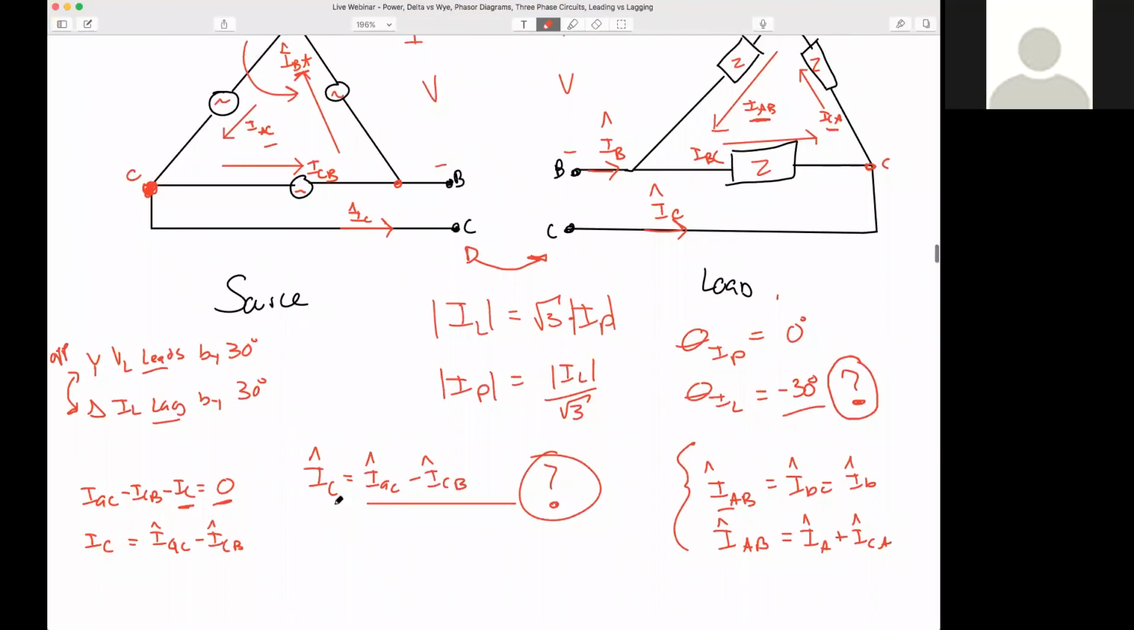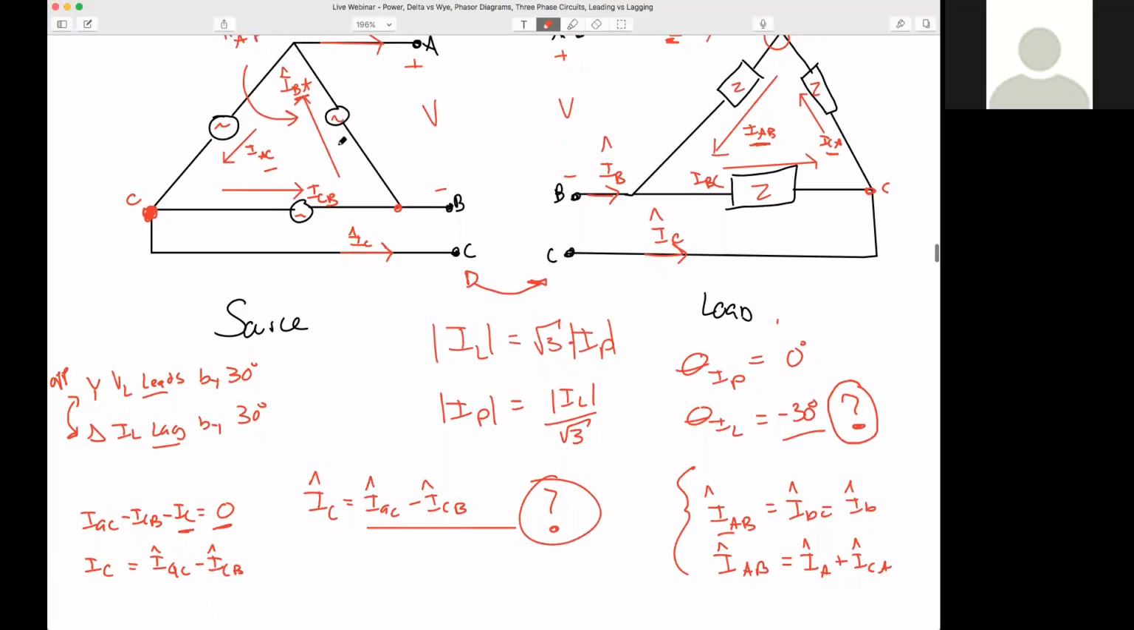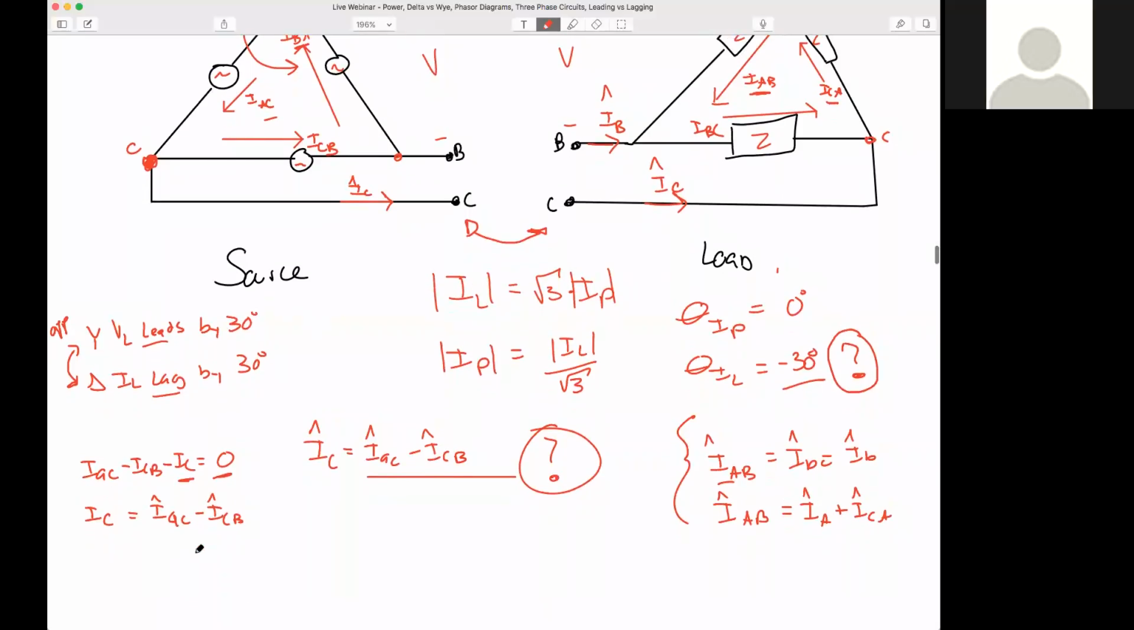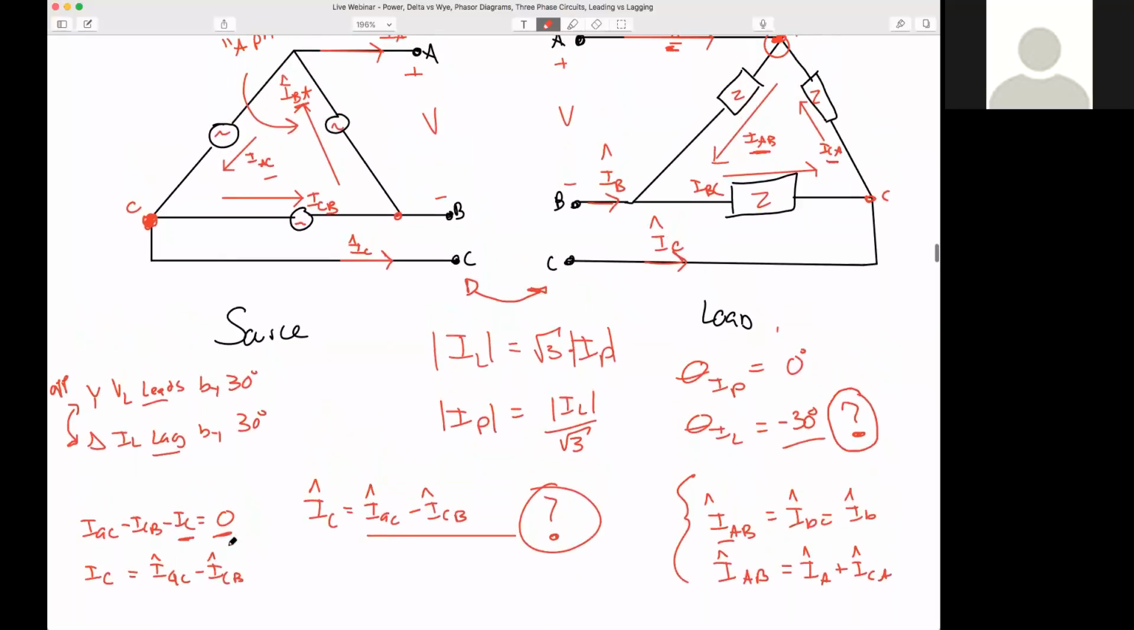So if we were to solve for, look at this. If we solve for our A phase current here, IBA, we would have the opposite relationships as our load and our source. So that's just one thing I want to point out. Your load and your source current relationships when you do KCL are going to be different. So make sure you do those separately.